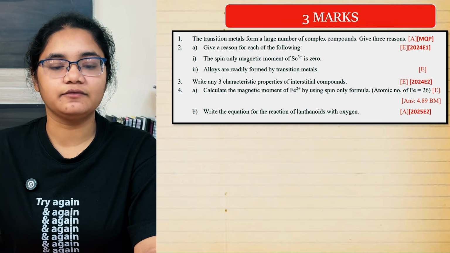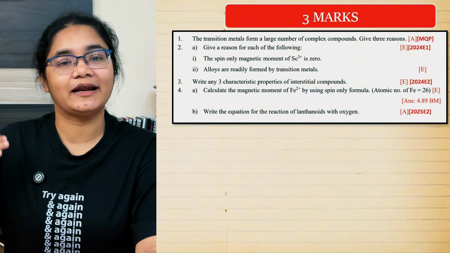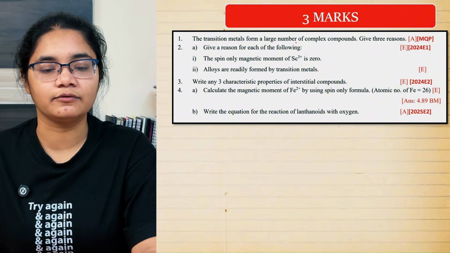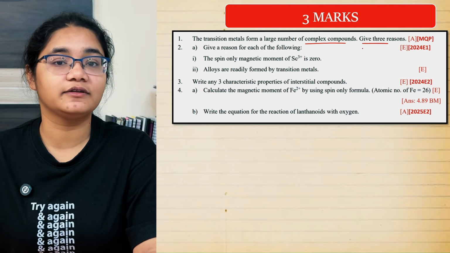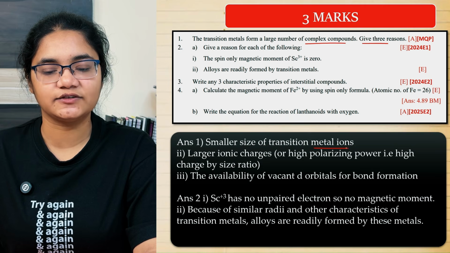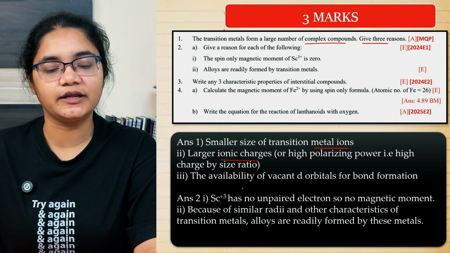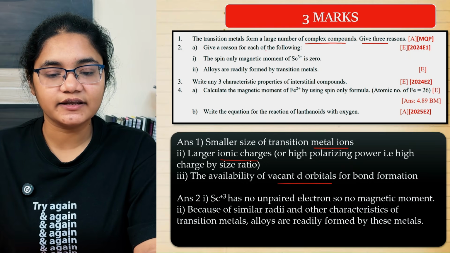Okay, next question, we will now move to the 3-marker section. Some of the questions are similar, but you need to write 3 points here. So let us see first of all that one. The transition elements form a large number of complex compounds, give reason. Okay, this is for complex formation. And you can see here that it is because of the smaller size of transition elements, large ionic charges and the availability of vacant d orbitals.